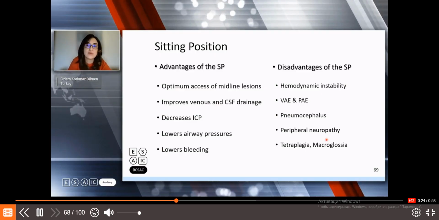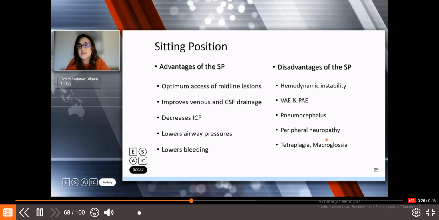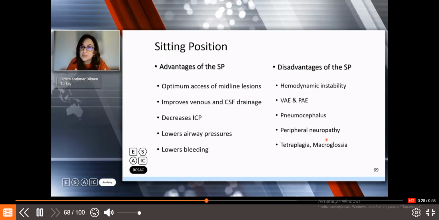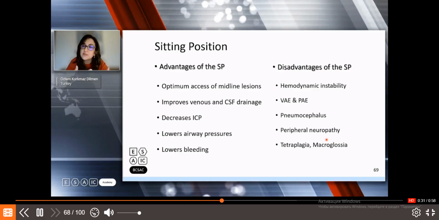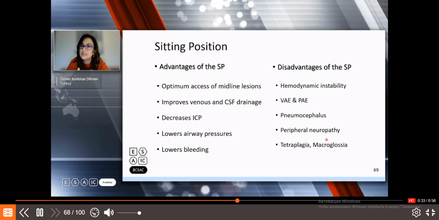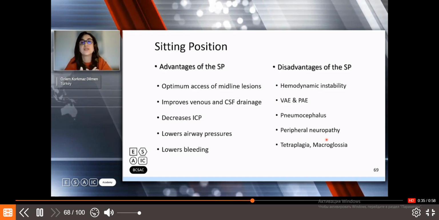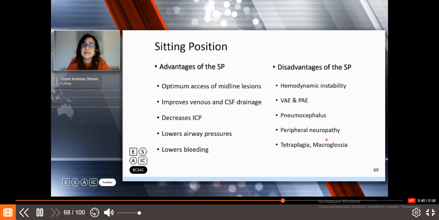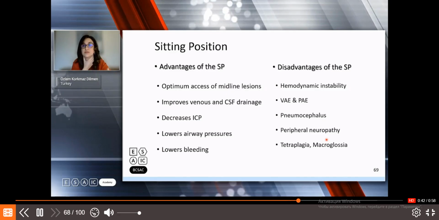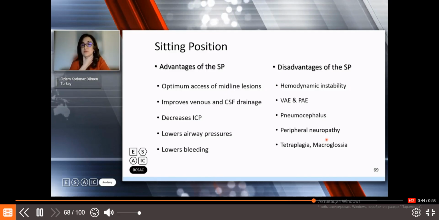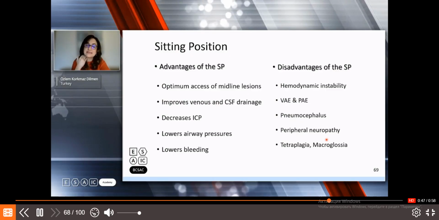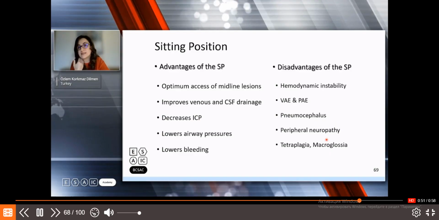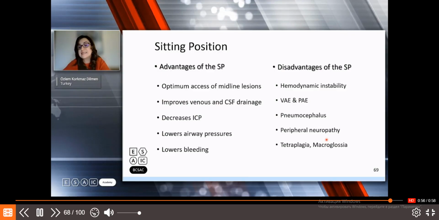It may cause venous or paradoxical air embolism. It may cause hemodynamic instability. That's why we need to administer bolus crystalloid before giving position to prevent hypotension. It may cause pneumocephalus, peripheral neuropathy, macroglossia, and if you don't give a proper position, it may lead to spinal cord injury at the cervical level and even tetraplegia.